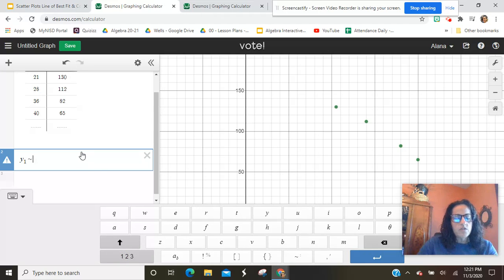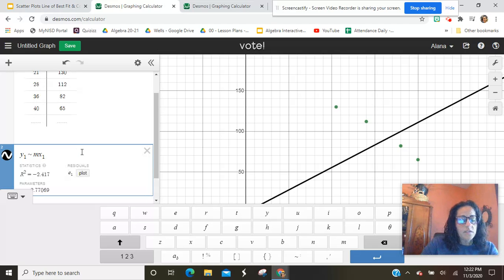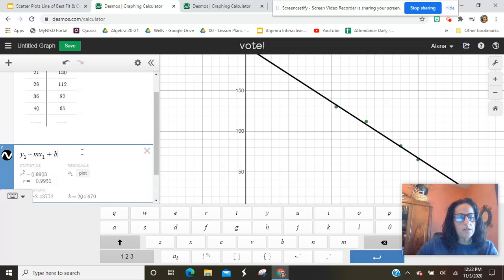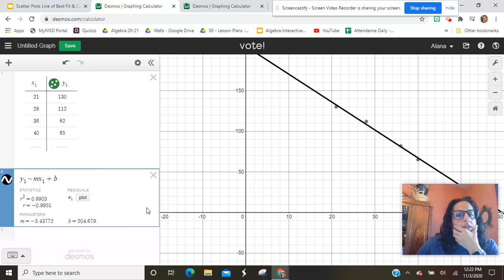Okay, so now we're going to do MX1. Again, we have to tell the calculator, and then plus B. So here's everything we need. Our correlation coefficient is a negative 0.99, which means it's a strong negative correlation. And in this case, our equation would be with an M of negative 3.4 and a B of 204 point, I guess we would round to 204.7.